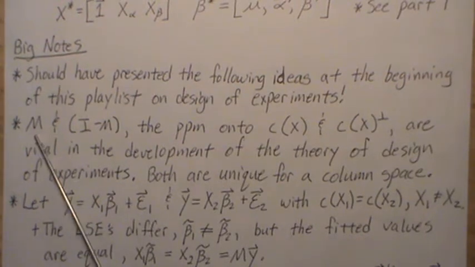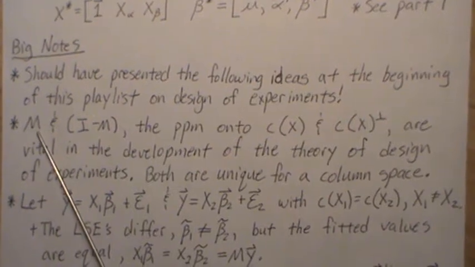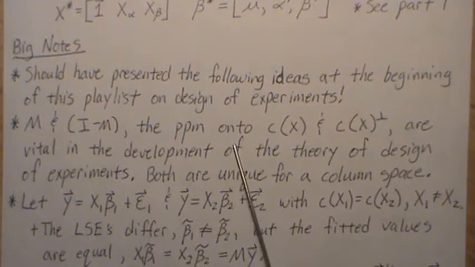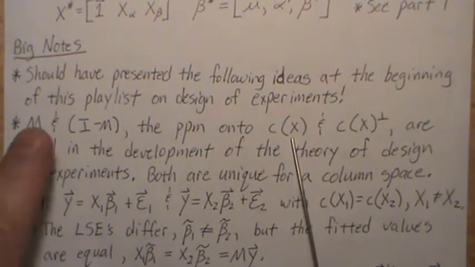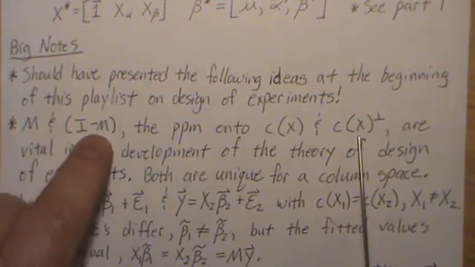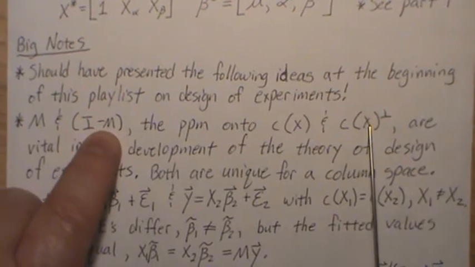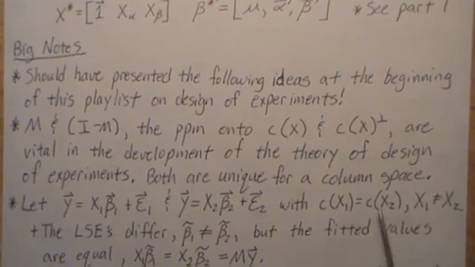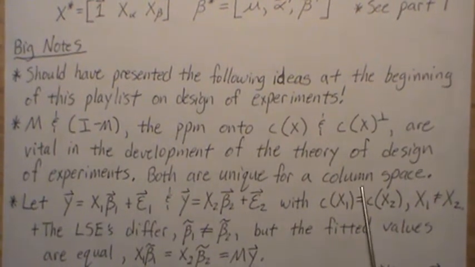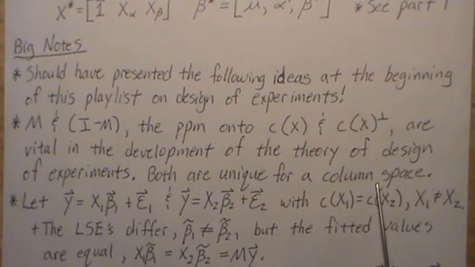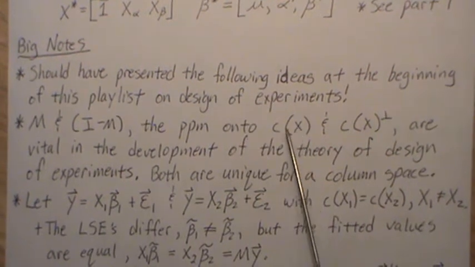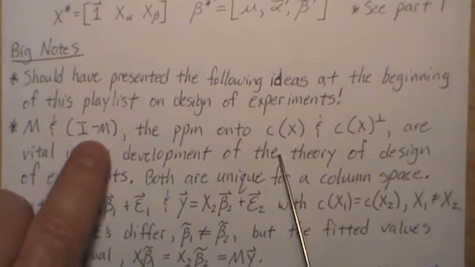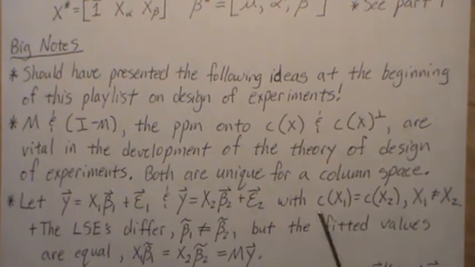Now, the next note is M, the perpendicular projection matrix, and I minus M, the perpendicular projection matrices onto the column space of X, and the orthogonal complement of the column space of X, are vital in the development of the theory of design of experiments. And both are unique for a column space. So if you change X, but the column space doesn't change, M is unique. This perpendicular projection matrix is unique.